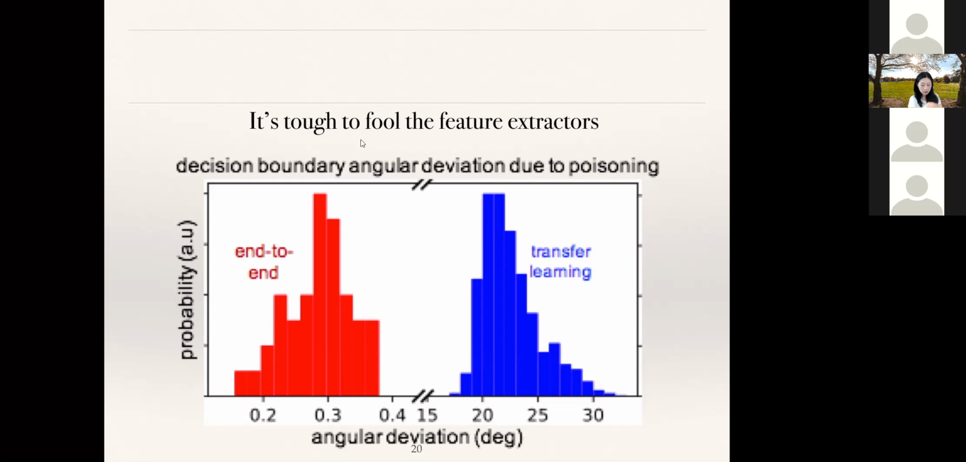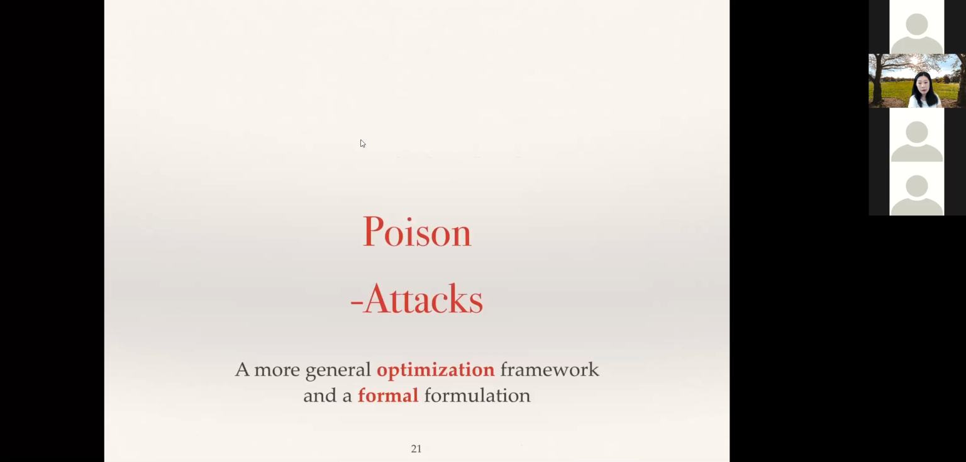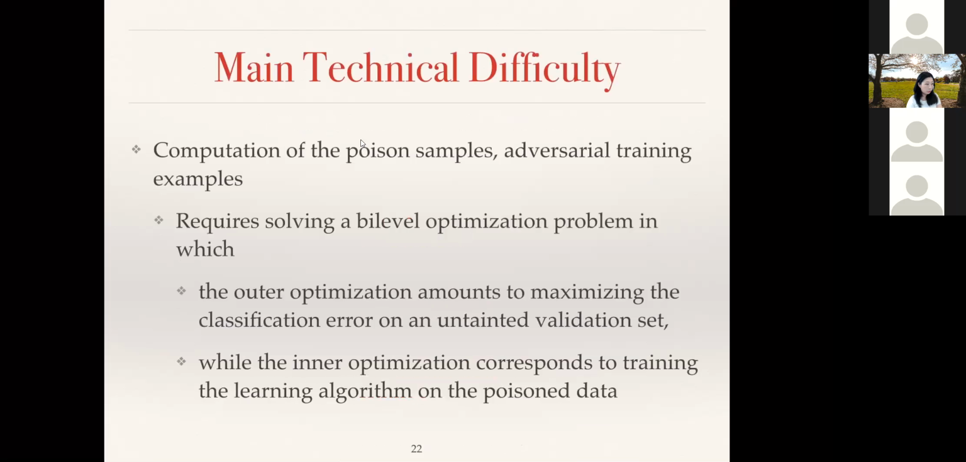Okay, so that's that. But now I'm going to talk about a more general optimization framework and a more formal formulation of poisoning attacks. Before that, let's first understand the major technical difficulty here. The major technical difficulty of designing poisoning attacks is the computation of poison samples, sometimes called adversarial training examples. The major technical difficulty is that it requires solving a bi-level optimization problem. So what do I mean by that?